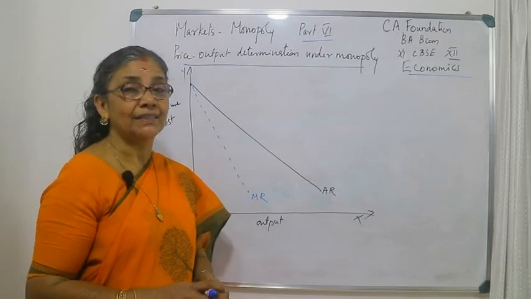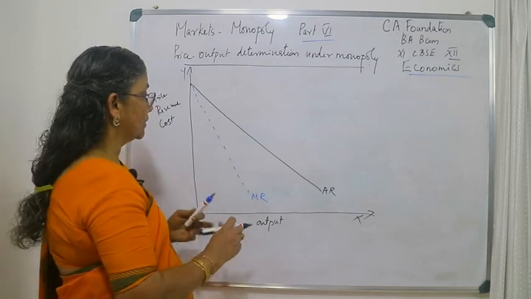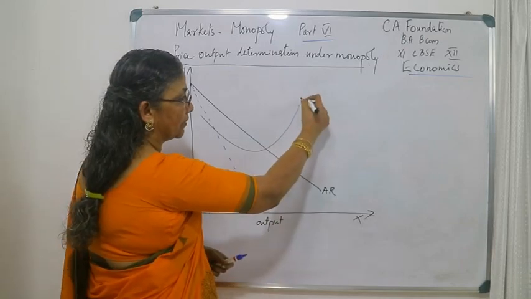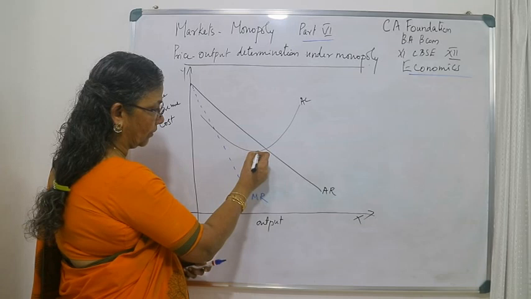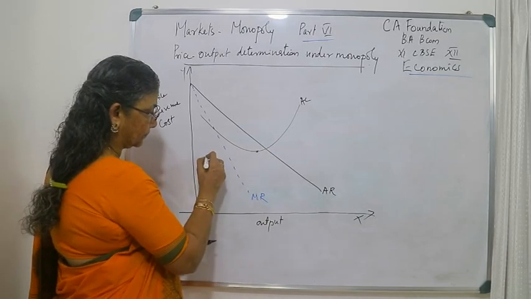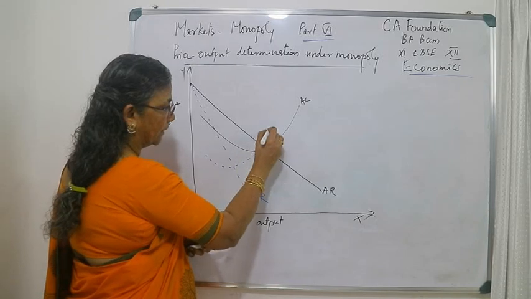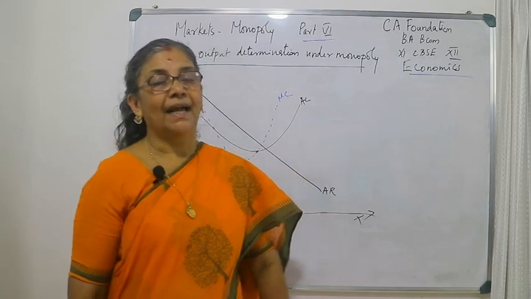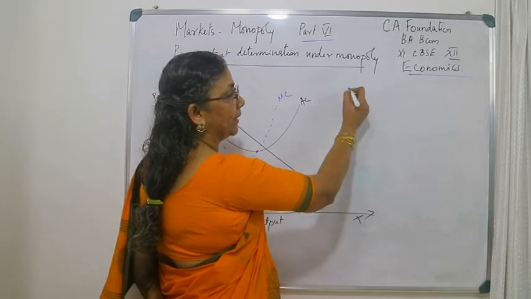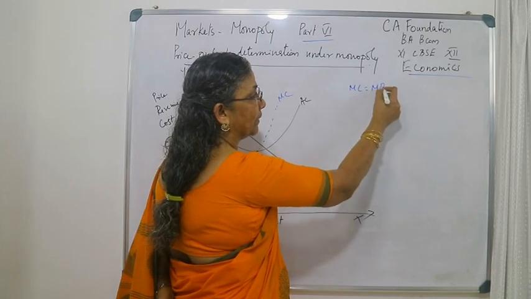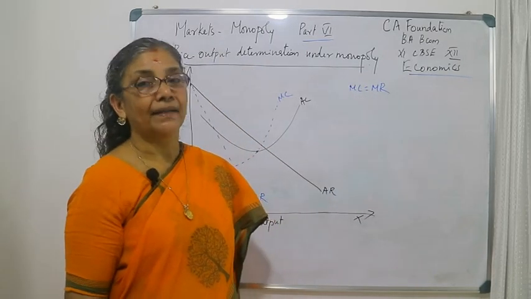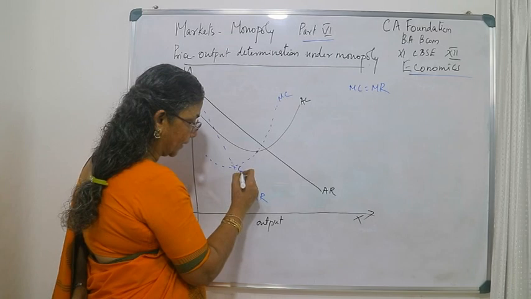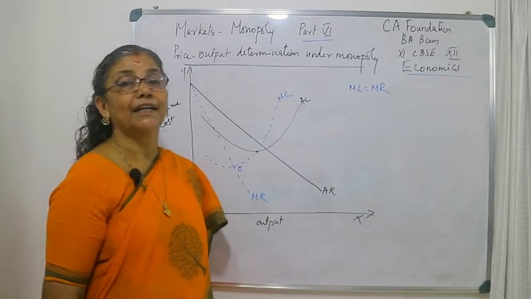Now the cost curves. As usual, the average cost curve is U-shaped. Then we draw the marginal cost curve, which passes through the minimum point of the average cost curve. Under perfect competition in the short run, we saw that marginal cost equals marginal revenue at the equilibrium point. Under monopoly also we find the equilibrium point. This is the equilibrium point E, where the marginal cost curve cuts the marginal revenue line.